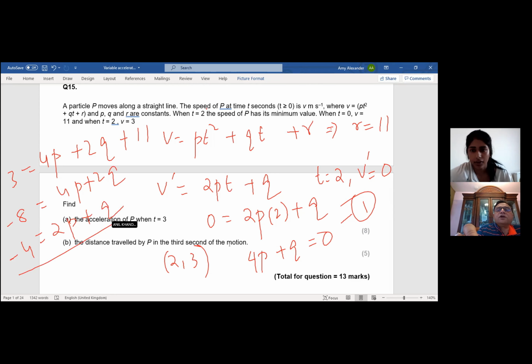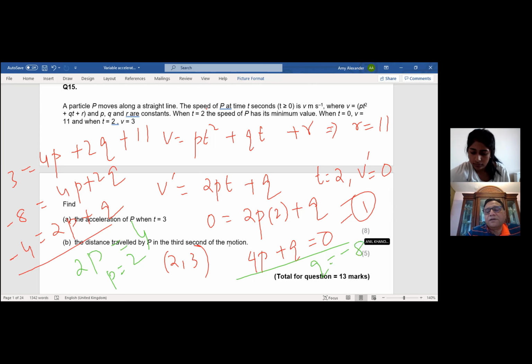Then you have your other equation, so you have these two simultaneous equations. Just take away one from the other. If you take this away from that, 4 minus this is 2p, and 0 minus this is 4, so p is equal to 2. When you plug in p as 2, you get q as minus 8. Is that clear to you? So you get all these values. So write down your equation now. Velocity is v equals 2t squared minus 8t plus 11.